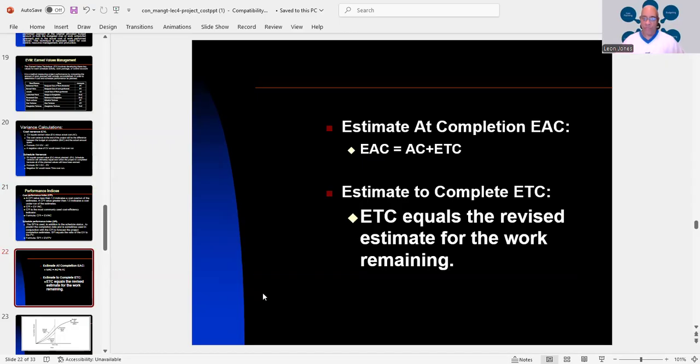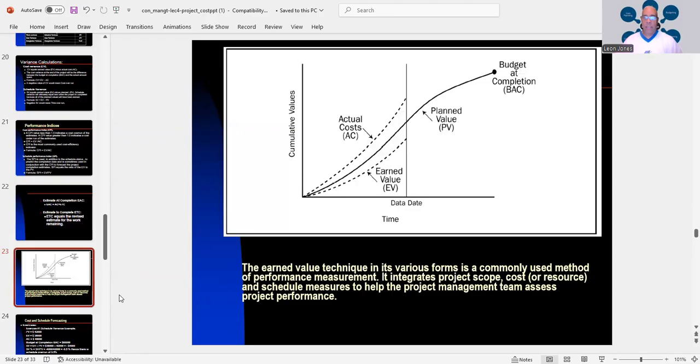Estimate at completion: EAC equals AC plus ETC. Estimate to complete equals the revised estimate for the work remaining. And the earned value technique in its various forms is a commonly used method of performance measurement. It integrates project scope, cost or resource, and schedule measures to help the project management team assess project performance. That's what you've got right here. This is your planned value. This is your earned value. This is your actual cost.